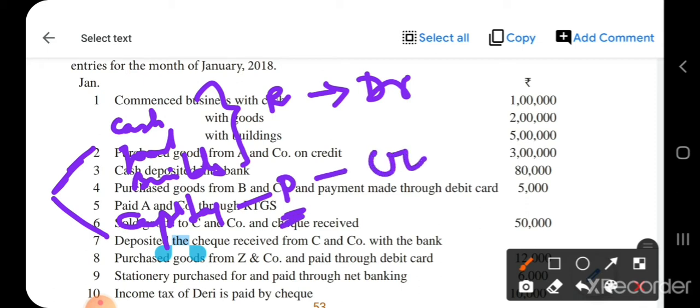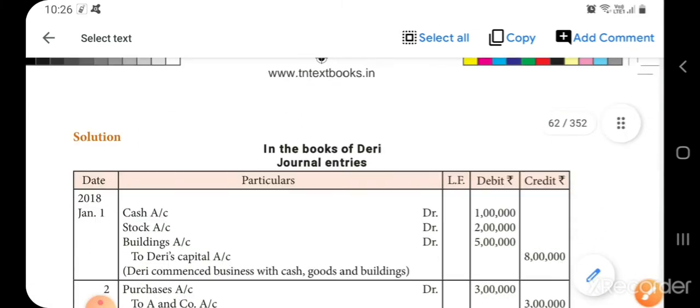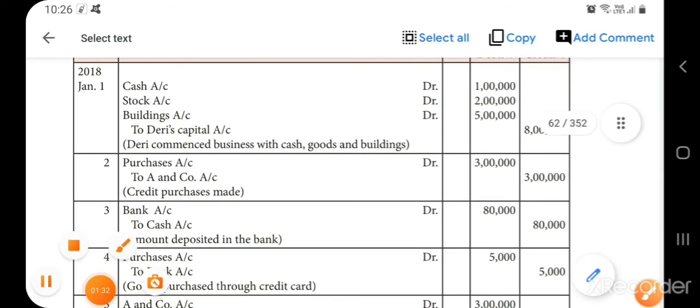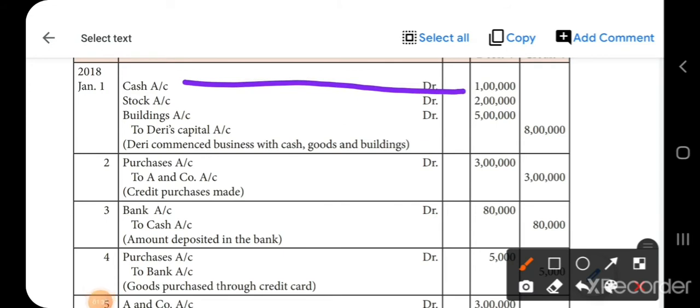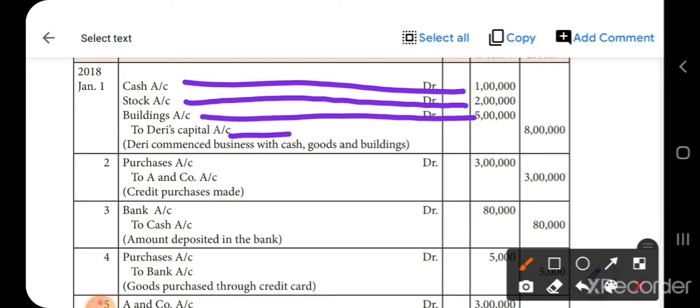So what is the entry? Cash account debit 1 lakh, stock account debit 2 lakh, buildings account debit 5 lakhs, to capital account the total of all the three. Okay, so now look at the solution. Cash account 1 lakh, stock account 2 lakh, buildings account 5 lakh, to Derry's capital account, the total of all the three, 5, 6, 7, 8 lakhs.